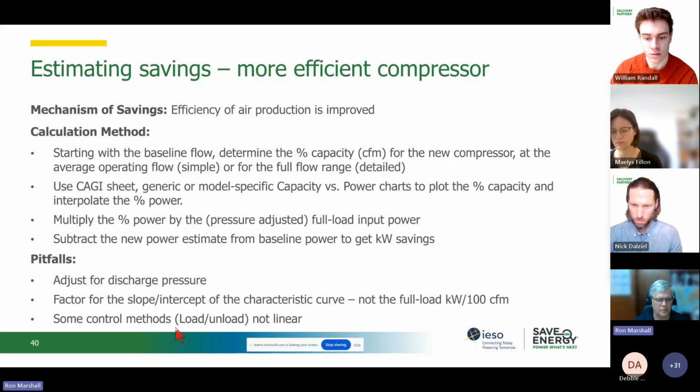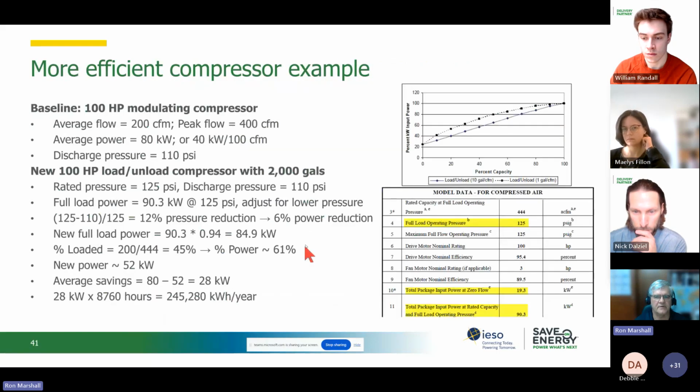The reason it's kind of complicated is that load unload compressors are not linear, they work on those curves, right? If you had a variable speed drive compressor replacing a fixed speed compressor, it's quite easy to calculate what the new kilowatts would be. And we have an example coming up for that, right? All right, baseline, more efficient compressor example.